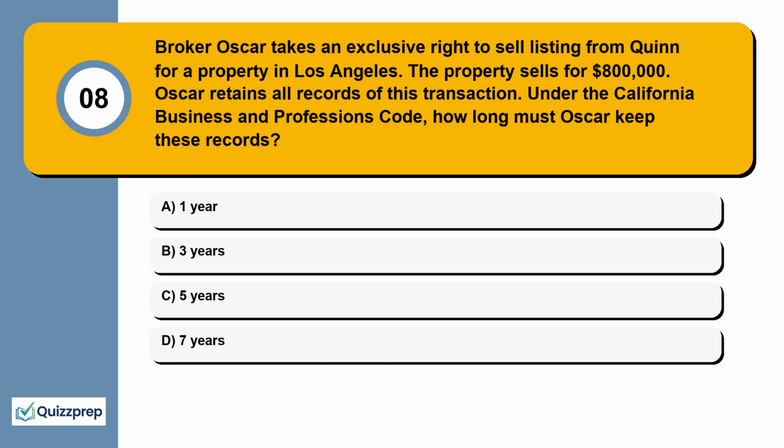Question 8. Broker Oscar takes an exclusive right to sell listing from Quinn for a property in Los Angeles. The property sells for $800,000. Oscar retains all records of this transaction. Under the California Business and Professions Code, how long must Oscar keep these records? 1 year, 3 years, 5 years, 7 years.